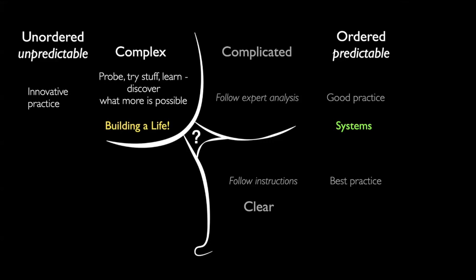So there's two other domains. Don't really have a lot of time to go through them. The domain of chaos is also part of the unordered world. And essentially, when there's a chaotic situation going on, you got to set some limits. You got to get it back into a reasonable place. And then you can move it to one of these other domains to figure out how to move forward.